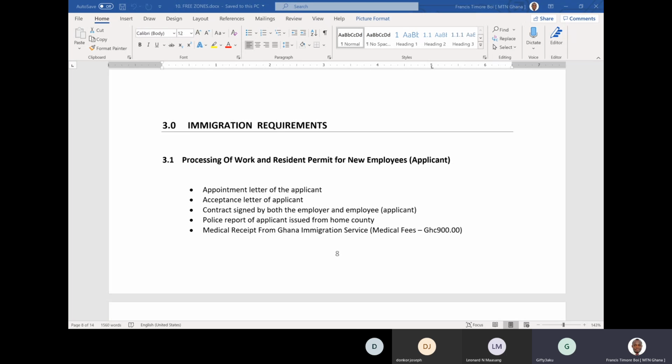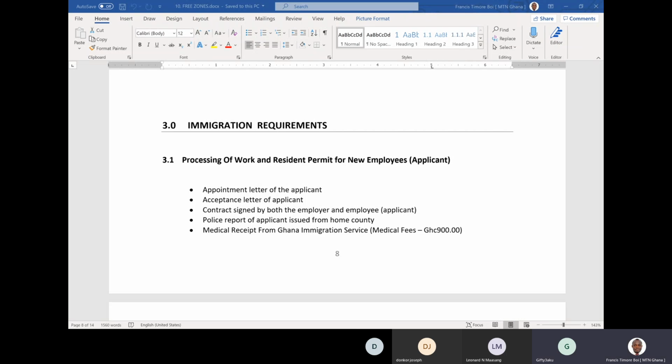All right. Now let's look at the tax incentives. Okay, so let's read 28. Tax incentives. Tax concessions, subsection 1. Subject to Article 174 of the Constitution, free zone developers and enterprises granted licenses under this act are exempted from the payment of income tax on profit for the first 10 years from the date of commencement of operations.